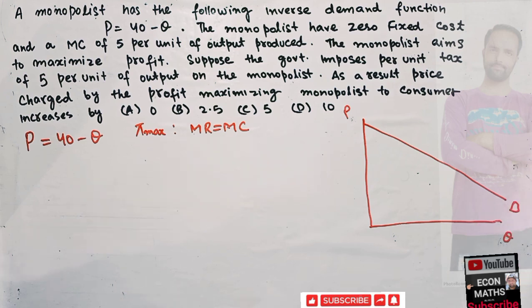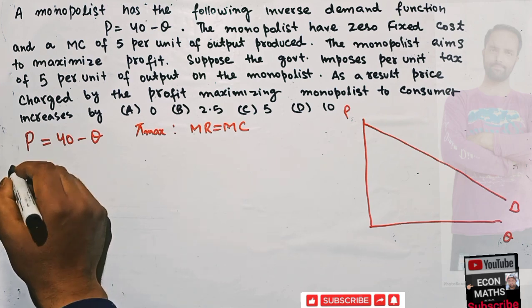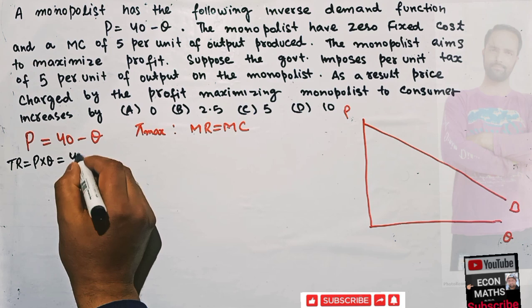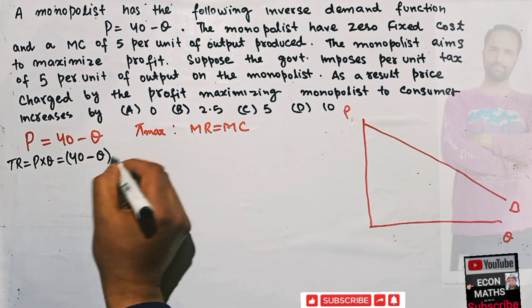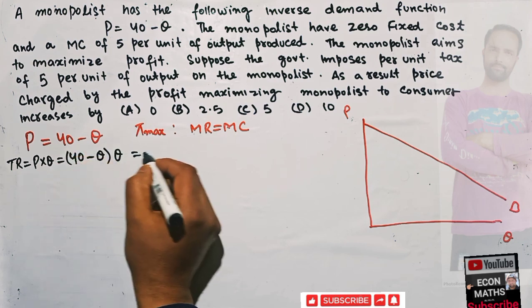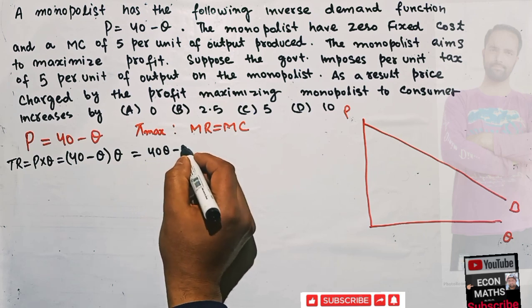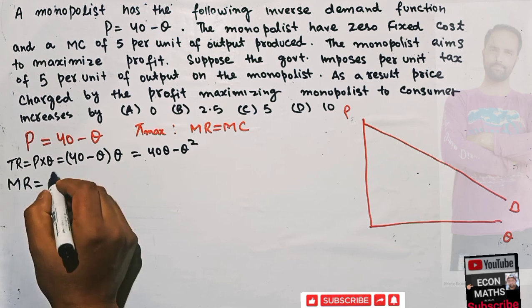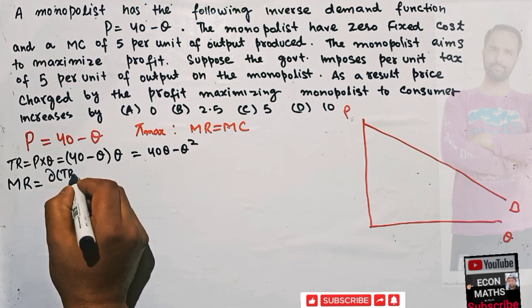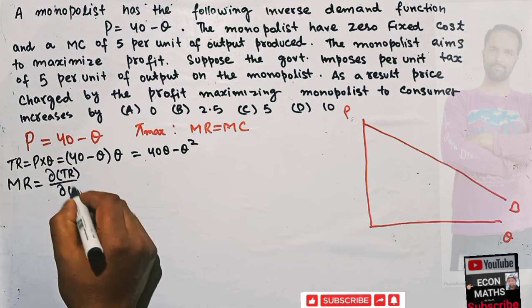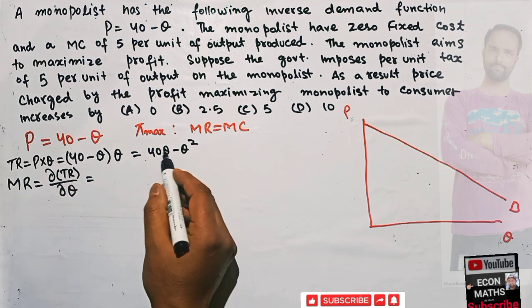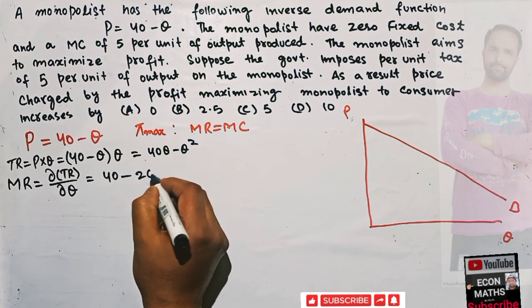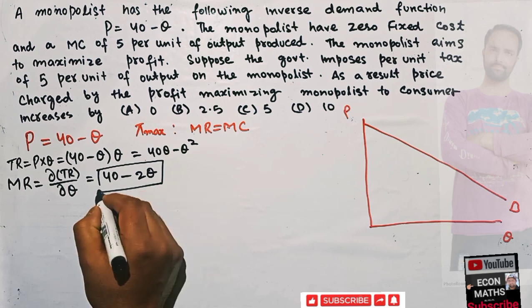Now first we need to find out the total revenue. Total revenue is simply price into quantity, P into Q, which means 40 minus Q, this is our P, to this we multiply Q. This comes out to be 40Q minus Q square. Now we find the marginal revenue. Simply the derivative of the total revenue function with respect to quantity gives us the marginal revenue. The derivative of 40Q is 40, and the derivative of Q square is 2Q. So marginal revenue is 40 minus 2Q.